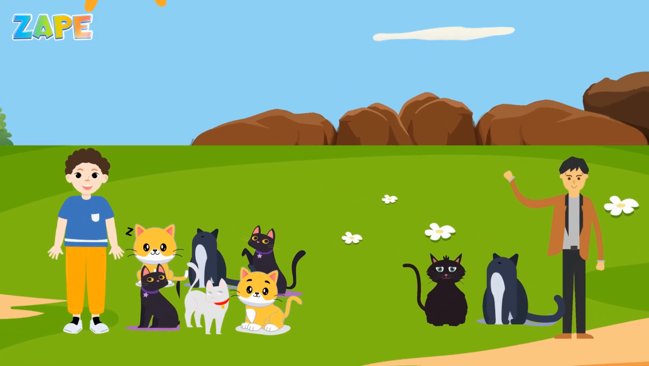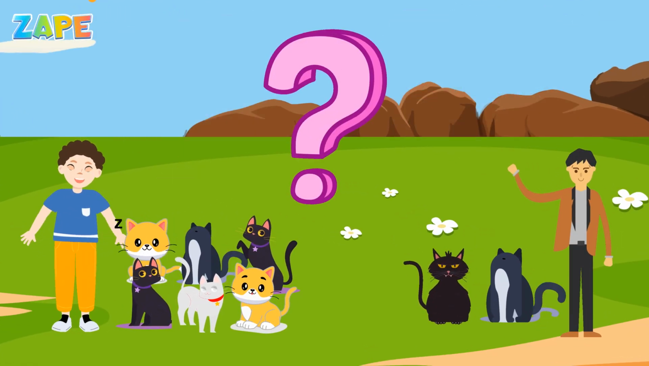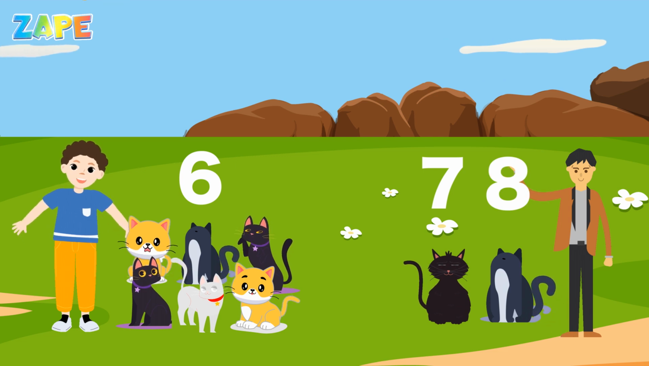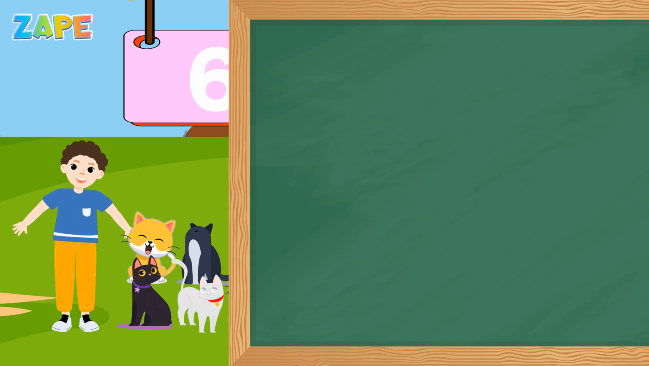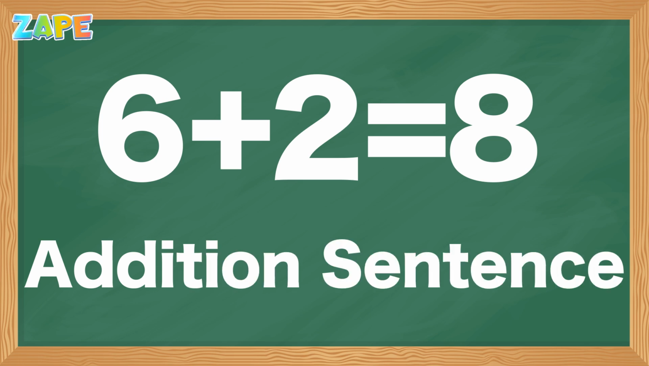Let's go. Robin has 6 cats. Tim has 2 cats. How many cats do they have in total? Let's add. 6, 7, 8. That's right. 6 plus 2 equals 8 cats. We write it like this. 6 plus 2 equals 8. This is called an addition sentence.